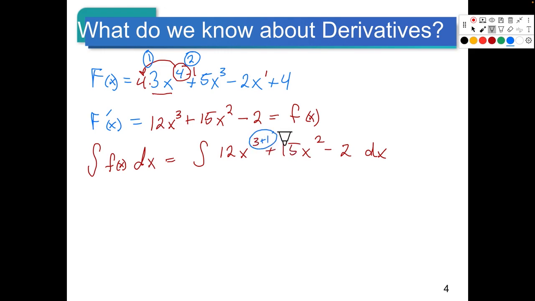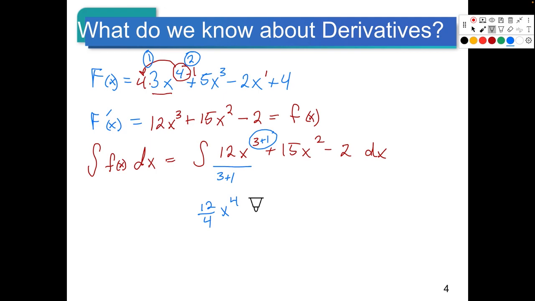Then we take this new exponent, because that's what we did first. It's now to the 4th power, isn't it? What are we going to do with that 4th power? We're going to bring it down in front, but we're not going to multiply, we're going to divide. I'll write it this way just to remind you, it's the new exponent: 3 plus 1, which is 4. So to get this integral, we're going to get 12 divided by 4, x to the 4th power.